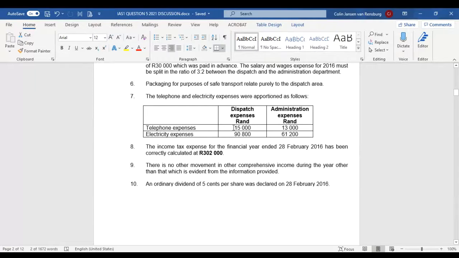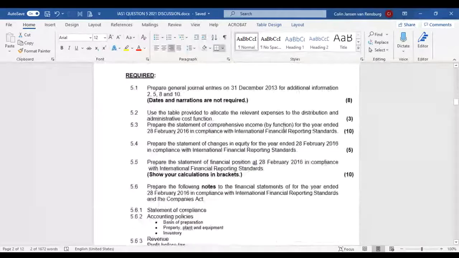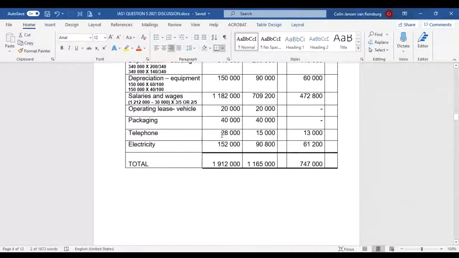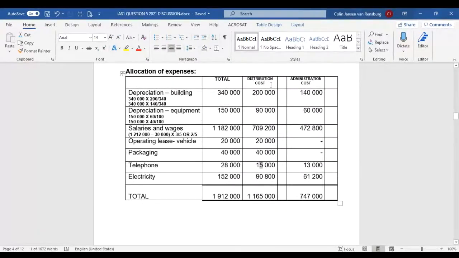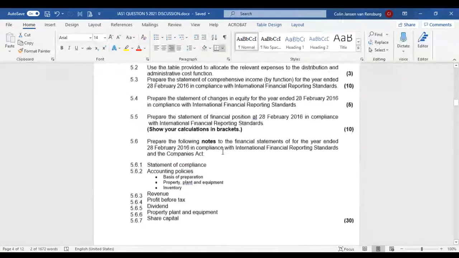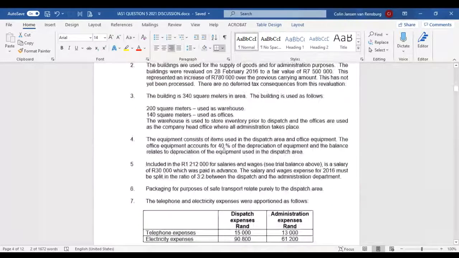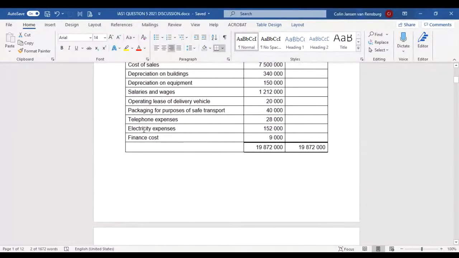So of that total 28,000, 15,000 is being allocated to the dispatch area, which is part of our distribution department or distribution function, and 13,000 to the administration. That is exactly what happens there. 15,000, scroll up a little bit, 15,000 to the distribution function, so those are the telephones in our dispatch area, and 13,000 to the administration function, so those are the telephones being used by our admin people, admin staff. Okay, so we've got a few more expenses to go and have a look at. So that was the telephone.